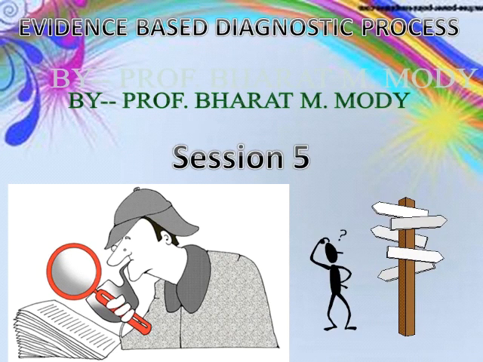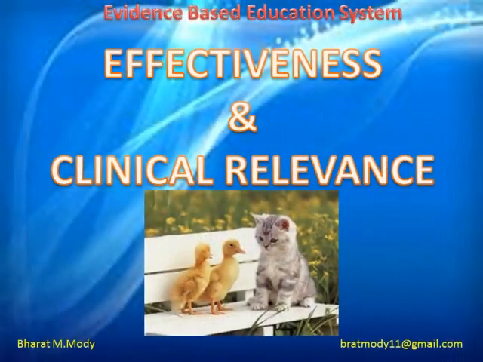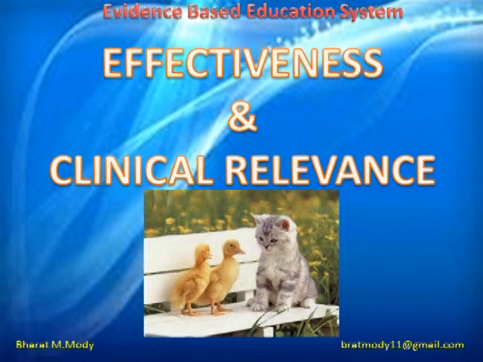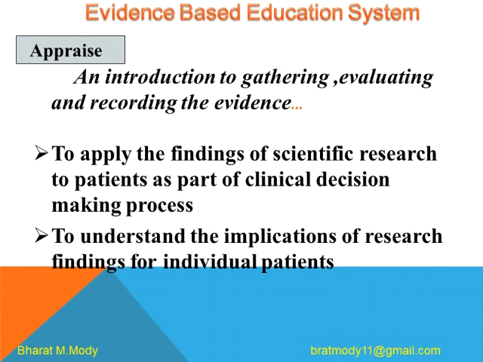Let us start with session 5 of the evidence-based process. What we need to know is the effectiveness and the clinical relevance of the articles which we have searched and found. This effectiveness and clinical relevance is the critical appraisal part. So you have to appraise to apply the findings of research to the patient under consideration, to understand the implication of research findings for individual patients. These are the two main parts which we need to do.